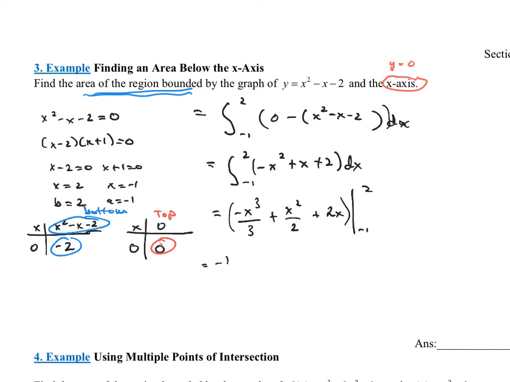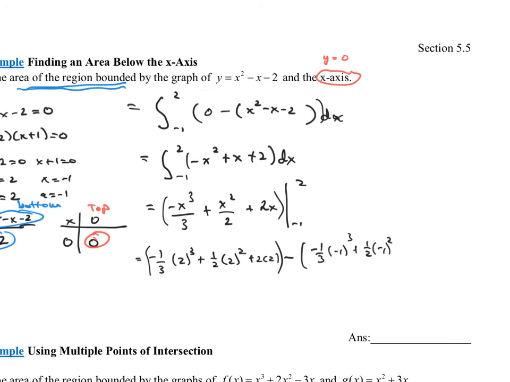So here I'd have negative 1/3 times 2 cubed plus 1/2 times 2 squared plus 2 times 2. That's me evaluating it when x equals 2. I need to subtract off, make sure you use parentheses, negative 1/3 times negative 1 cubed plus 1/2 times negative 1 squared. Then I'd have plus 2 times negative 1. I use parentheses. Be extremely careful.